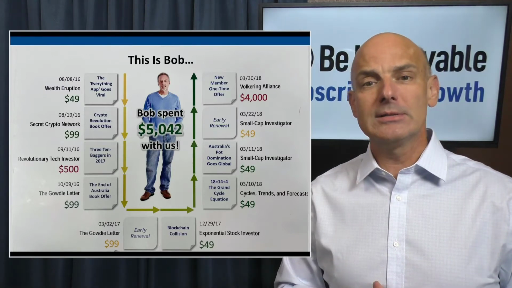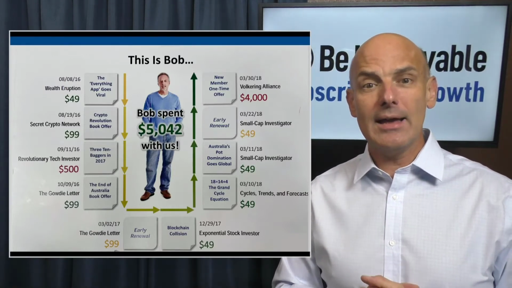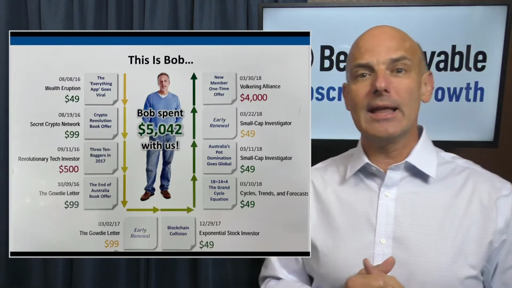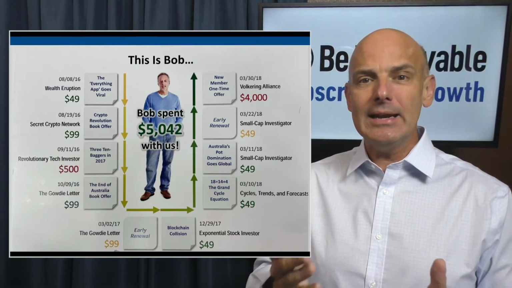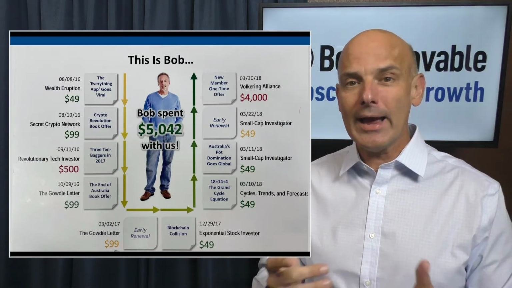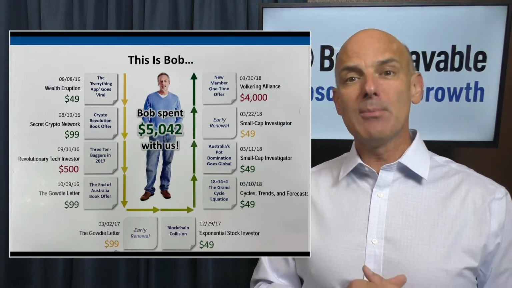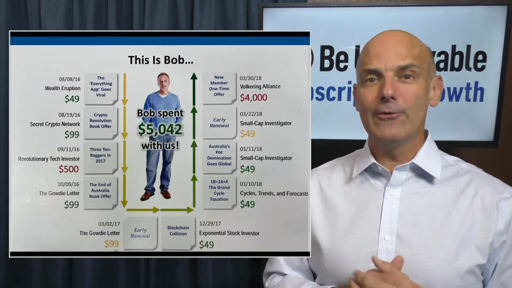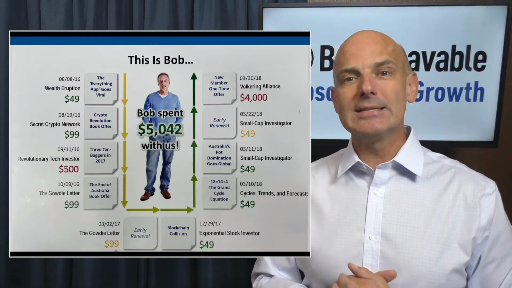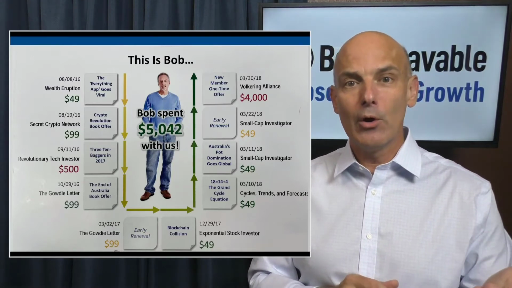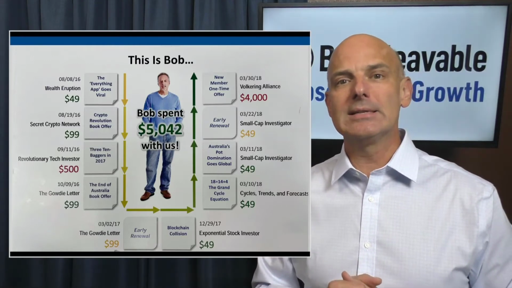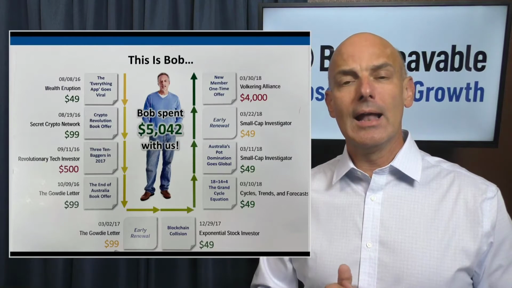Then December 17, the Exponential Stock Investor, they took advantage of that. And then just a few months later, on March 10th, 2018, bought the $49 Cycles, Trends, and Forecasts publication. Then the Small Cap Investigator publication for $49, another subscription. And then on March 22nd, 2018, the Small Cap Investor early renewal. And then finally in March 2018, buying the Volkering Alliance.